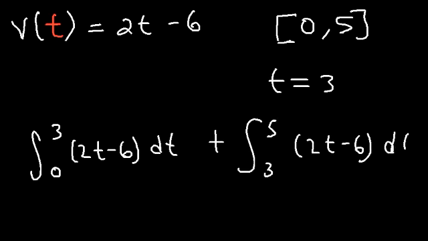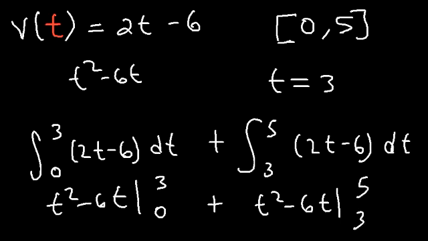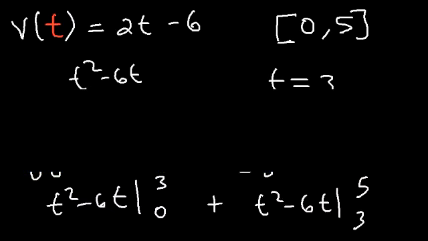Now keep in mind, distance is always positive. So if we get a negative answer, we're going to make it positive. So we know this is going to be t squared minus 6t. So we have to evaluate it from 0 to 3 and 3 to 5. Let's plug in what we have.